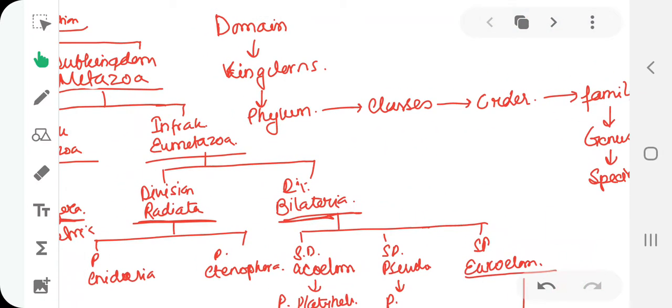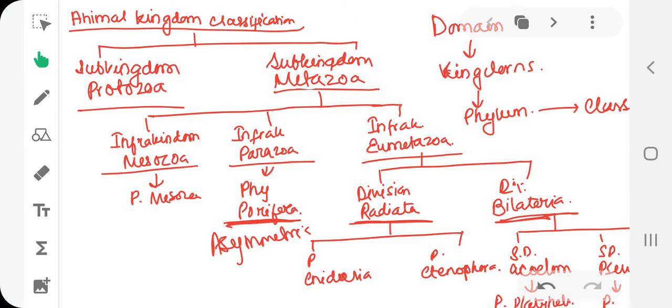Now the phylums can further be divided into classes. For example, we are under kingdom Animalia. Our phylum is phylum Chordata, and the class to which human beings belong is known as class Mammalia. After that there are order, family, genus and species too. So first let's try to understand the animal kingdom classification.